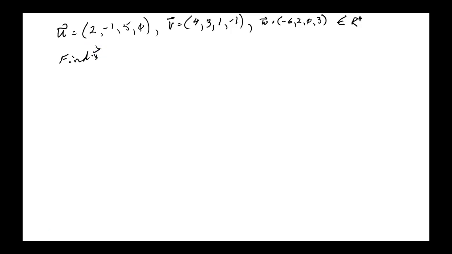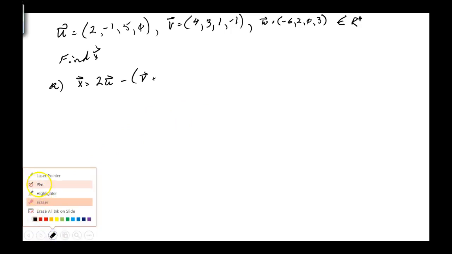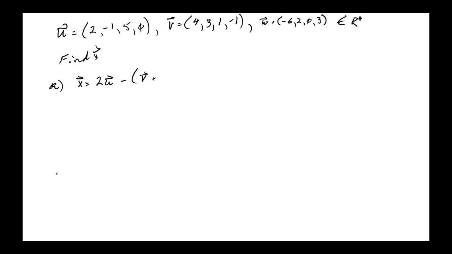Find x using each equation. Here's the A part. x is a vector x equal to 2u minus v plus 3w.